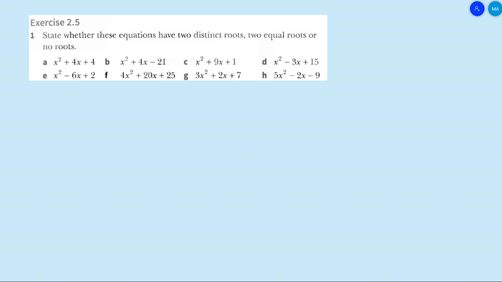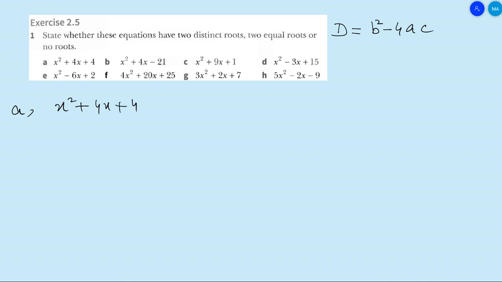So I am concluding this. First, I have to write the formula of discriminant. I can say capital D equals b square minus 4ac. Question number 1, part A. What is the requirement? State whether these equations have two distinct roots, two equal roots, or no roots. So the discriminant of each and every question will give us the answer.